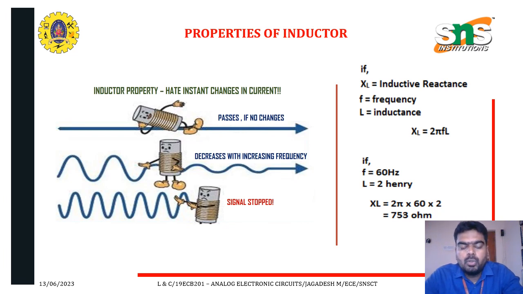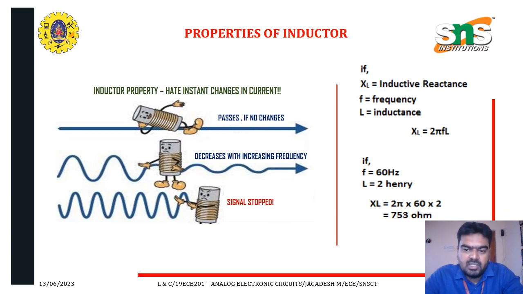I told you the AC will not be allowed through the inductor, only the DC. The reason is in this calculation. If the frequency is 60 hertz and the inductor is 2 Henry, where Henry is the unit of inductance, the XL value will be 753 ohms. That means a 60 hertz frequency on a 2 Henry inductor produces 753 ohms of resistance, which is the reactance. So the AC will not be allowed through the inductor.